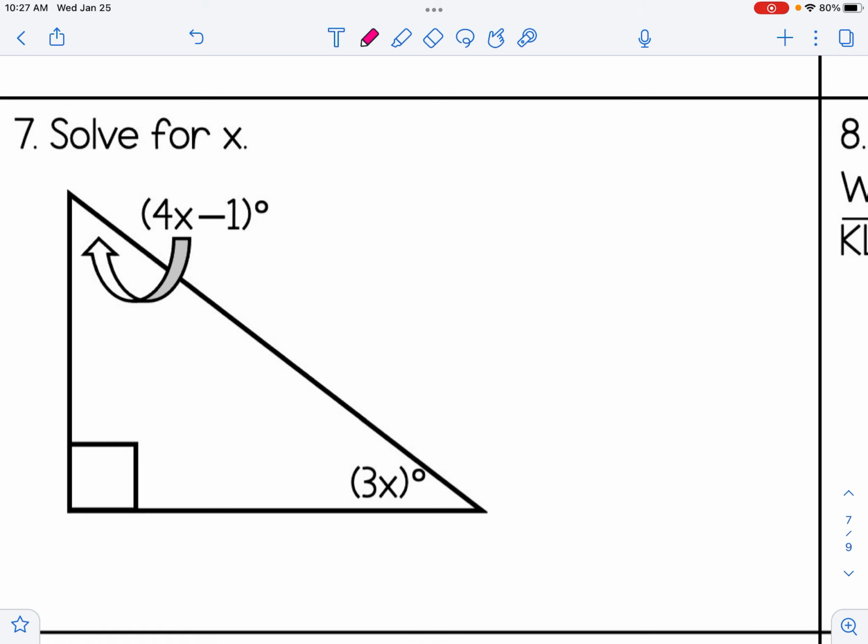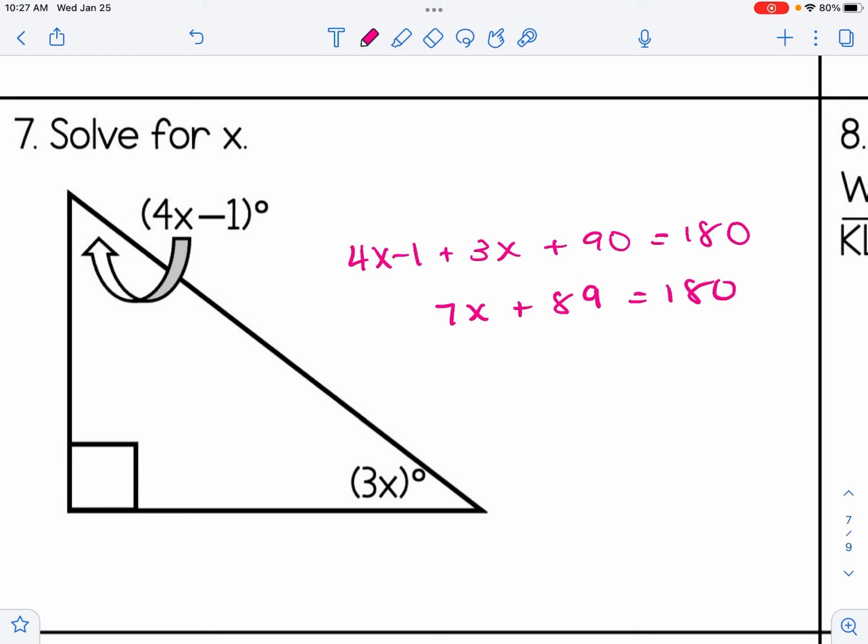Number 7, solve for x. Well, I see that I'm given the 3 angles in a triangle, and I know that they add up to 180. So I'm going to create an equation, 4x minus 1 plus 3x plus 90 equals 180, and then I'm going to start by combining like terms.